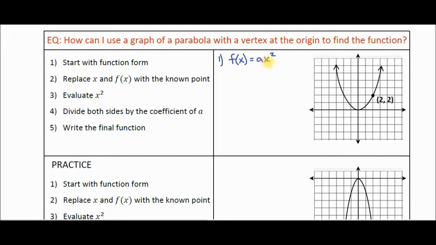This is our parent function if a is equal to 1. Remember our rules of a. If a gets bigger, it gets thinner. If a gets really, really small in the negatives, it gets upside down thinner. If a is between 0 and 1, it will get compressed or wider. So here's our basic function that we're going to start with.